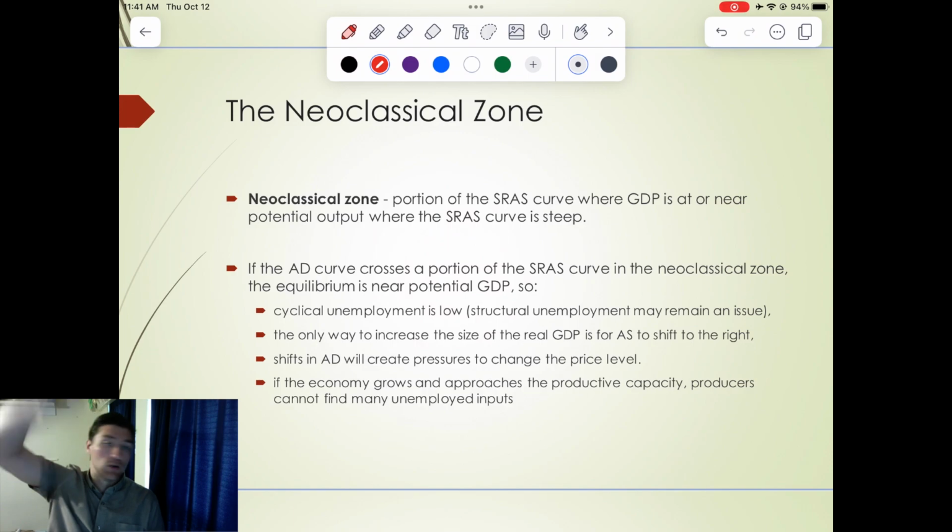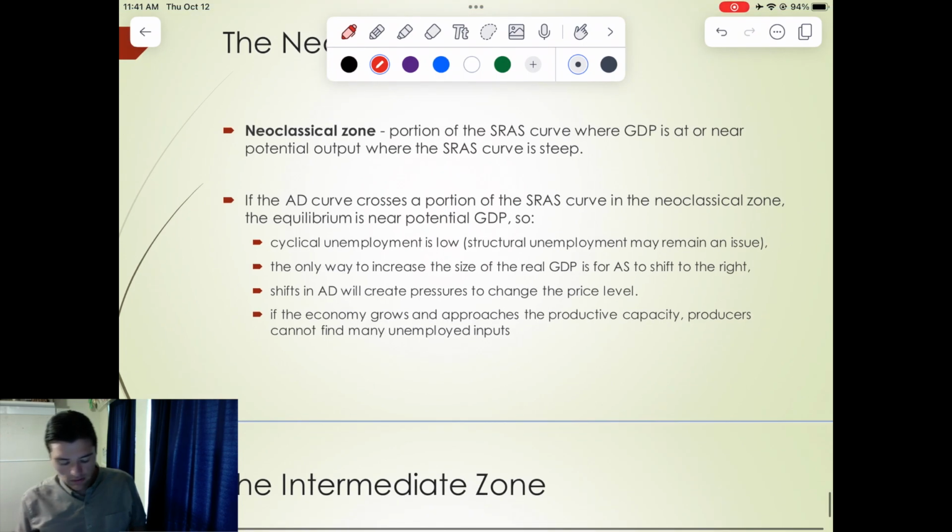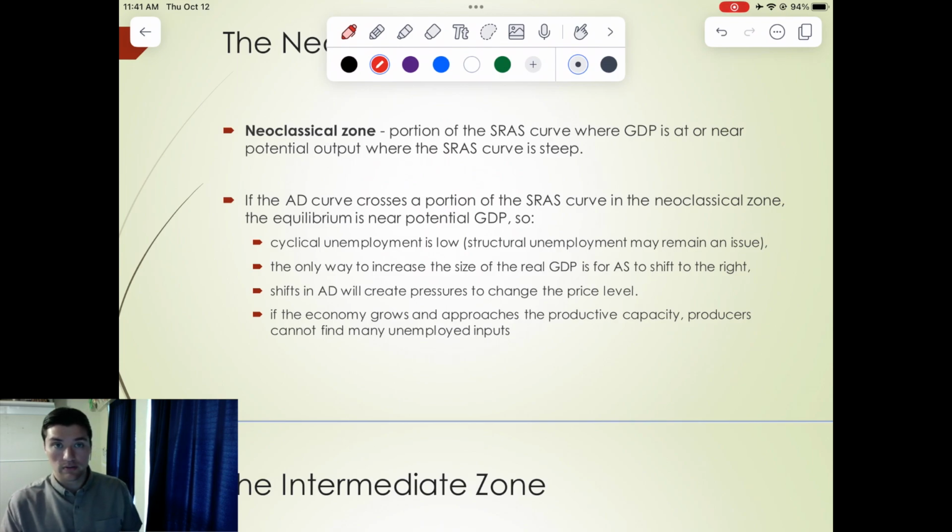Okay. The only thing left to do at that point is like, hey, we're done making stuff. If you want us to try and make more, we can't. The only thing we can do now is just increase prices. So just have more inflation. So if the aggregate demand crosses a portion of the SRAS into the neoclassical zone, the equilibrium is basically at that potential GDP. You're in this inflationary gap. So cyclical unemployment is low or it's at zero. Structural unemployment may remain an issue. Basically, you could start replacing people.